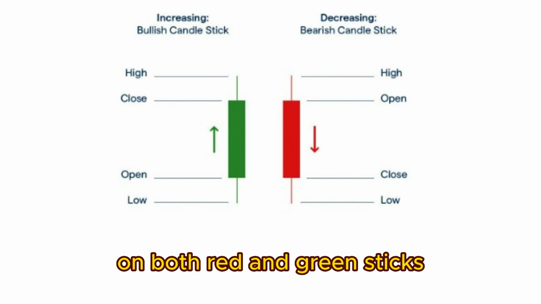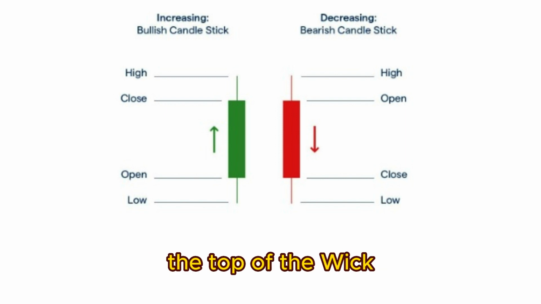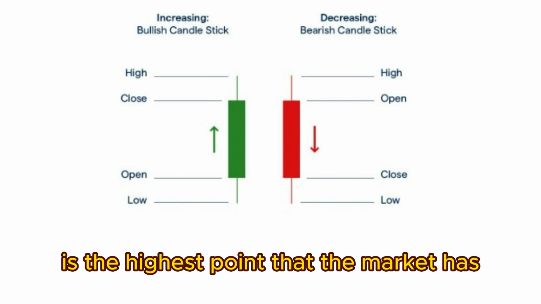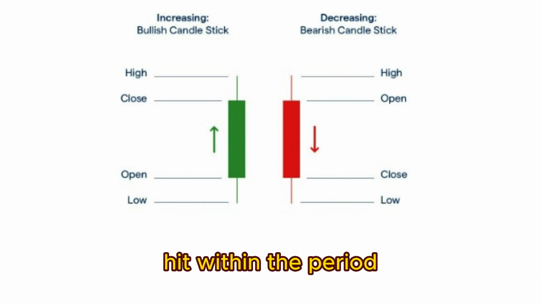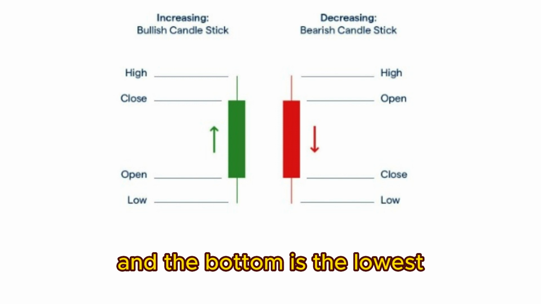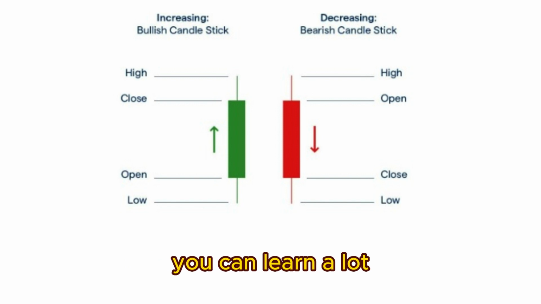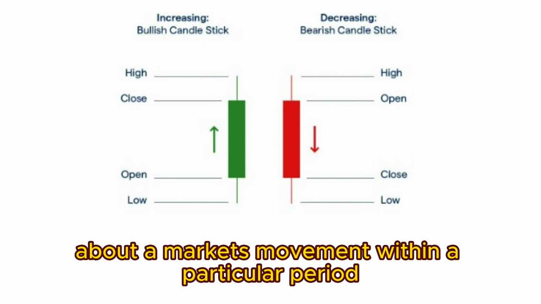On both red and green sticks, the top of the wick, sometimes called the shadow, is the highest point that the market has hit within the period, and the bottom is the lowest. Using those 3 elements, you can learn a lot about a market's movement within a particular period.